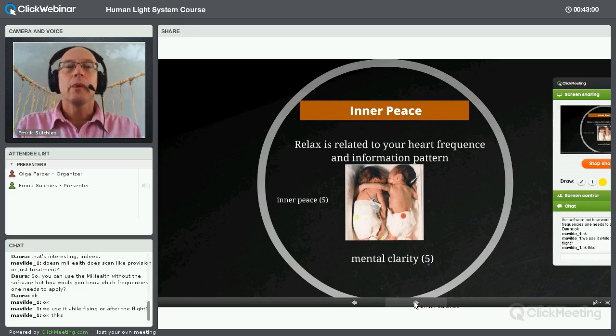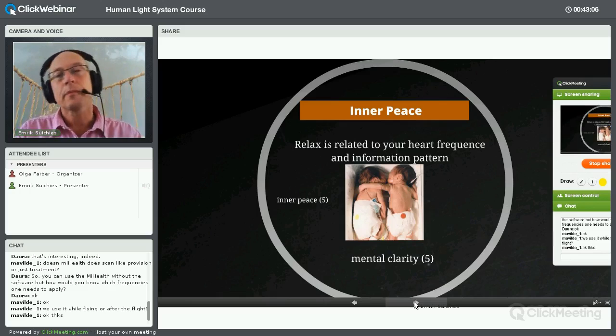There is one application which is called inner peace. And inner peace, relax, is related to the frequency of your heart and also the information pattern of your heart. And we all know our heart is the biggest creator of health in our body. So when you can adjust the information pattern and the frequency of our heart with this specific electromagnetic field, which is called inner peace, then a lot will happen. And I knew this because I used it a lot with animals.